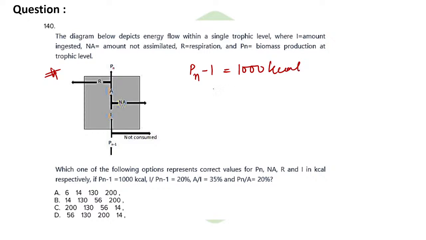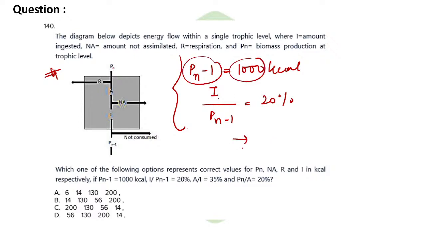Right. Then you're given the value of I upon Pn minus 1 as 20%. Now from this itself, you can solve out one thing. Pn minus 1 is 1000, and I upon Pn minus 1 is given to you as 20%. So I upon 1000 is equal to 20%. I can solve it this way: 20% can be written as 20 upon 100.